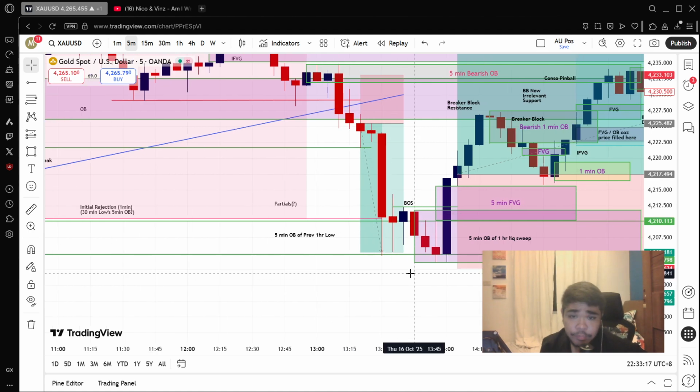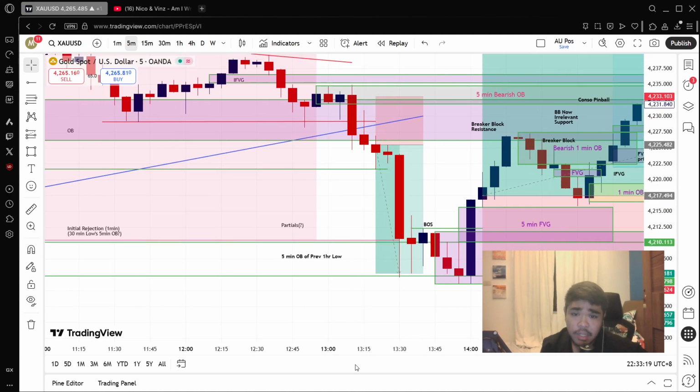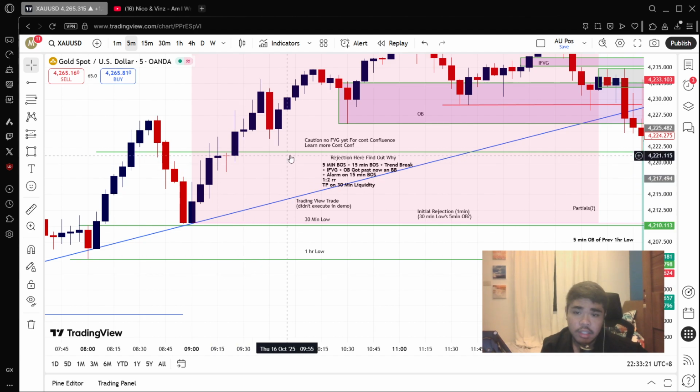As you can see, initially price rejected here, so somewhere around this level.